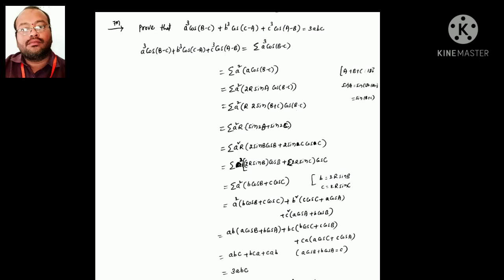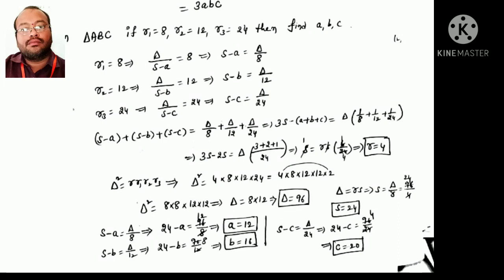2 sin a cos b is nothing but sin 2a plus sin 2b. So like that, sin 2b plus sin 2c. And replace those values: a square as 2r sin b as one term into cos b, 2r sin c as one term into cos c. 2r sin b is nothing but small b and 2r sin c is nothing but small c. By replacing that value and expanding, by taking a, b, c as common: a cos b plus b cos a, that is nothing but small c, and b cos c plus c cos b, that is nothing but small a, and a cos c plus c cos a, that is nothing but b. So finally abc plus abc plus abc, we can get 3abc. So this is also very important for 7 marks question.